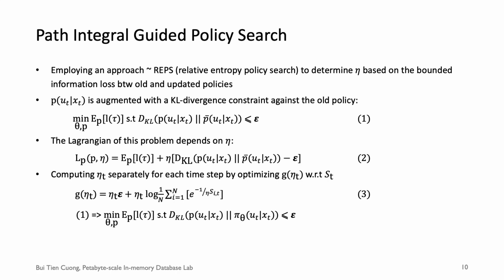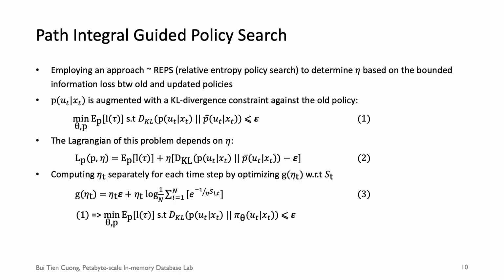Let's move on to the essential part of the paper. First, let's talk about path integrals for guided policy search. We aim at limiting the change of policy to avoid sampling too far from unexplored policy regions, thus letting the model gradually converge towards the optimal policy.